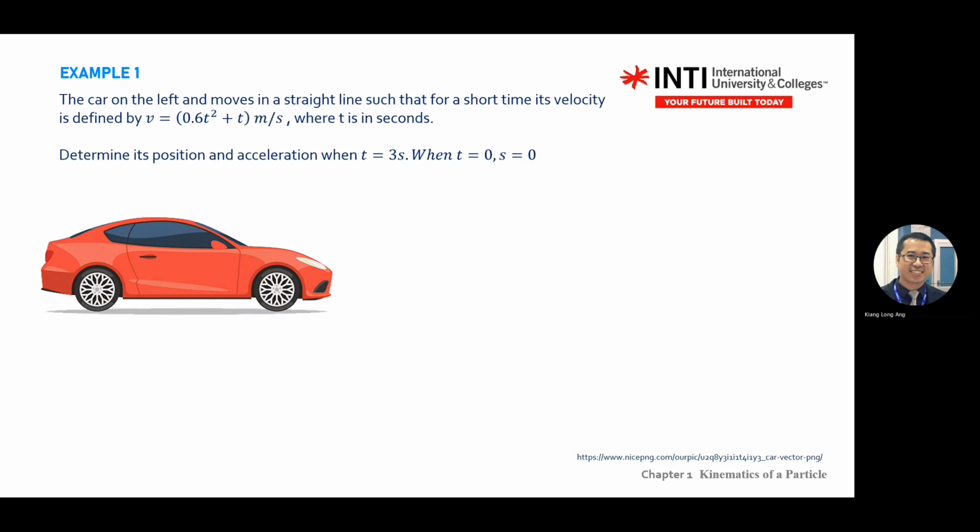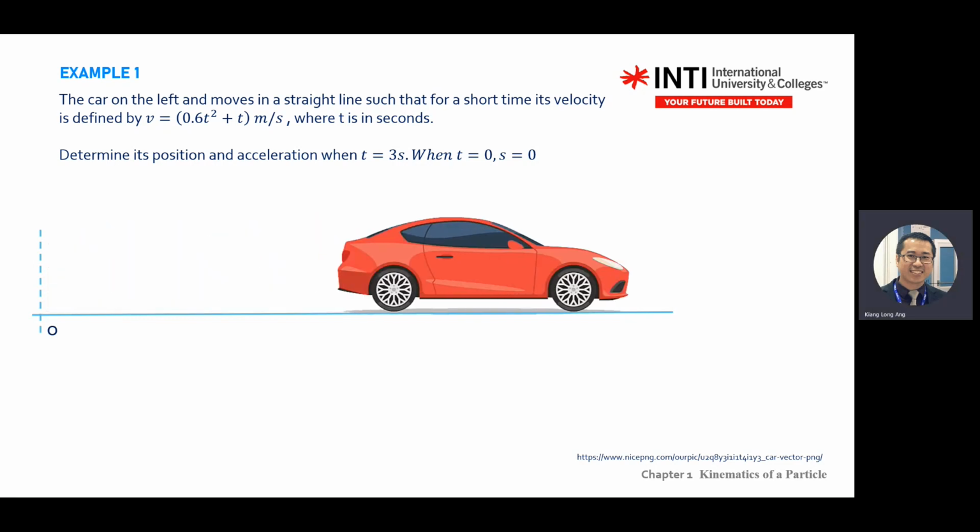So it is defined by velocity v equal to an equation, t in seconds. Determine the position and acceleration at the time of 3 seconds. It also gives you the initial condition: when time is 0, displacement is 0. So on the diagram, you draw a straight line and label the initial position. Of course, in the exam, you don't need to draw as pretty as what you see. You can denote it as one point, just one circle.